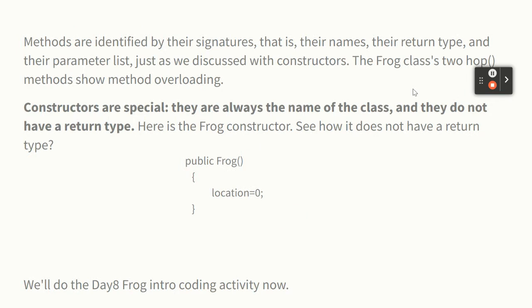So methods are identified by their signatures. That's the method name, the return type, and their parameter list. Kind of like with constructors, except constructors don't have a return type, and they all are the same name. So constructors are special. They always have the same name as the class, and they don't have a return type. So here's the frog constructor. Notice it doesn't say public int frog or public void frog, because it wouldn't be a constructor if we did that.